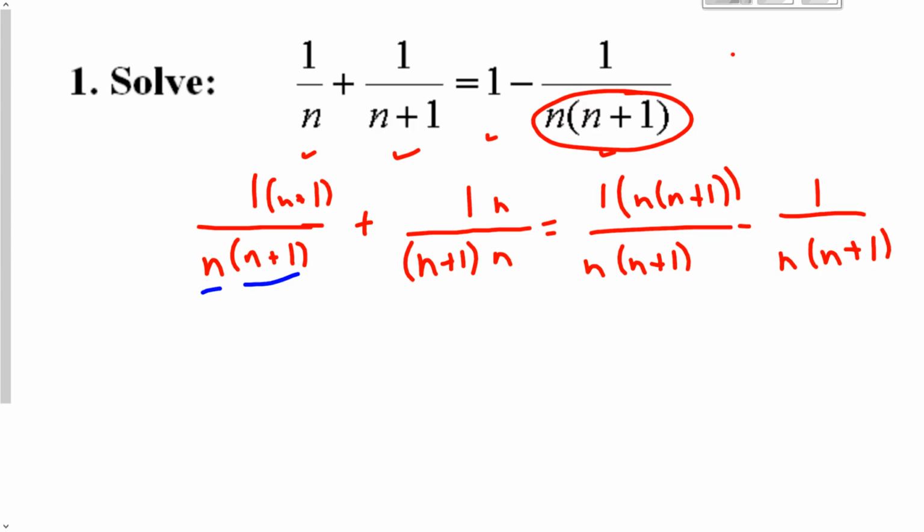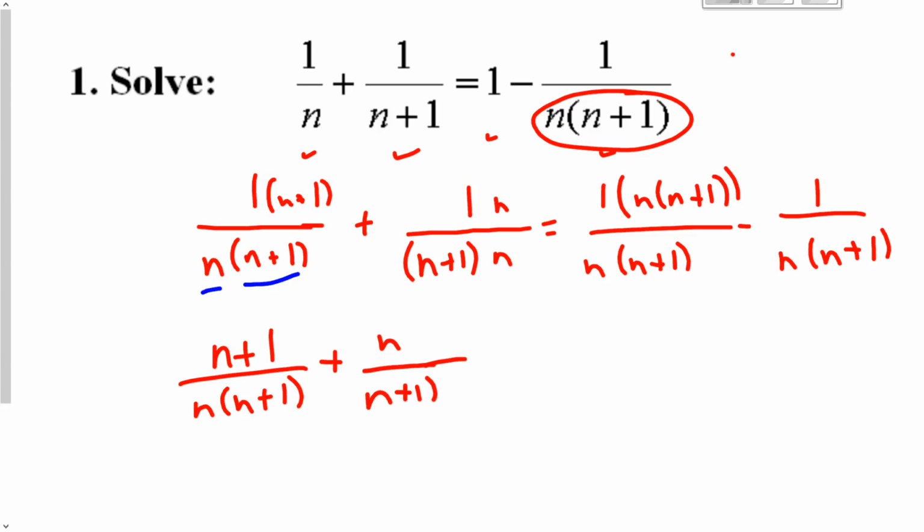So let's do some distributing, combining, and see where we're at. On the left side, I have 1 times n plus 1, so that's just n plus 1 over n times n plus 1. I know it's tempting to want to cross out the n plus 1, but then we would just undo the common denominator, so that would not make much sense. Then we have plus 1n, or n, over n plus 1 times n.